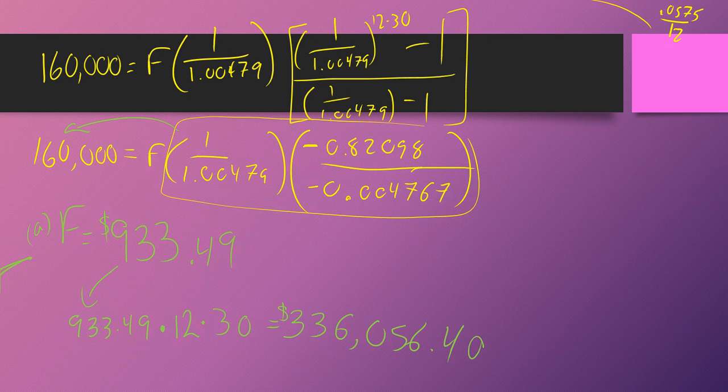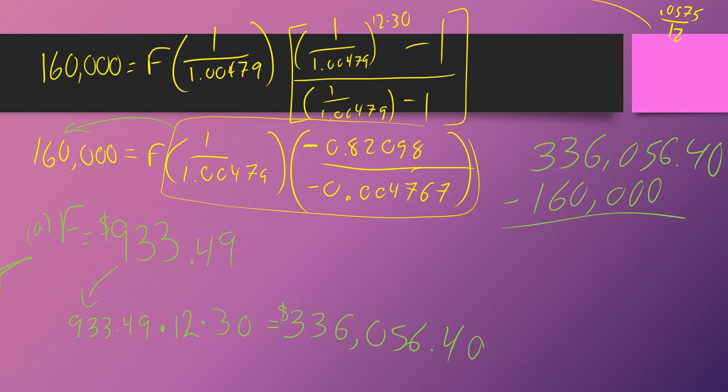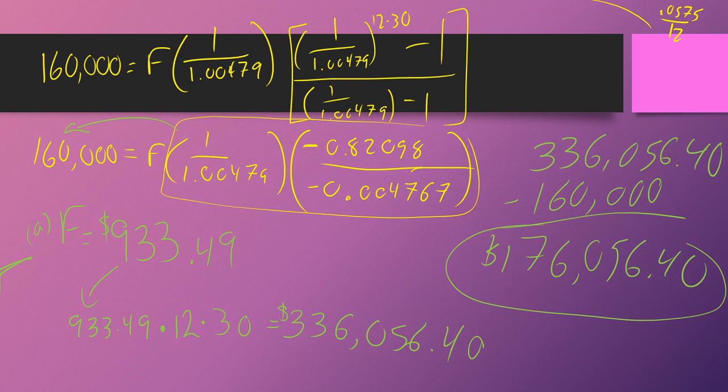$336,056.40. So the interest earned over the life of the loan would be this, what we just calculated, subtracting out the original amount. And that gets us a grand total of $176,056.40. So as you see, they paid more in interest than they would have for the original loan.